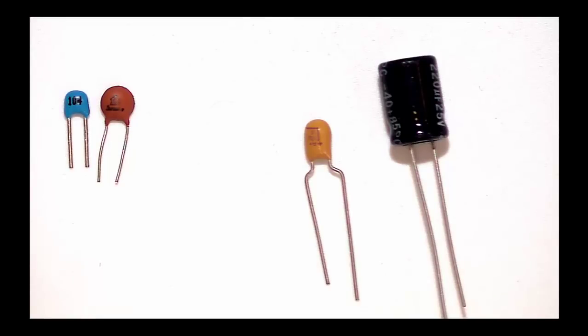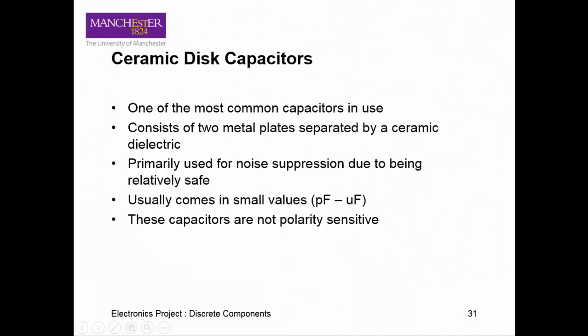The 2 main types of capacitor are ceramic disc and electrolytic. Ceramic disc capacitors are primarily used for noise suppression and are relatively safe to use. They come in small values from picofarads to microfarads and are not polarity sensitive.